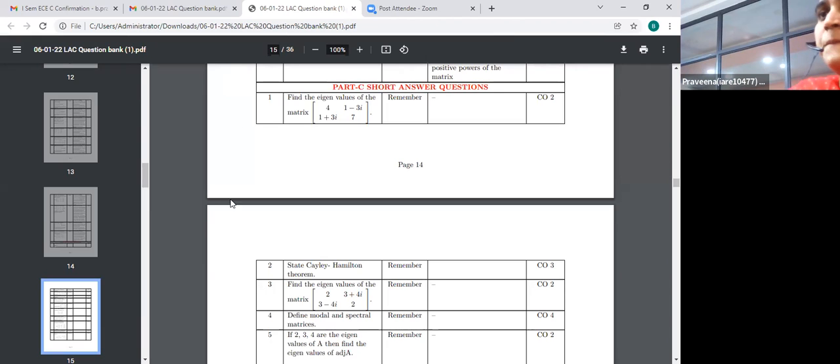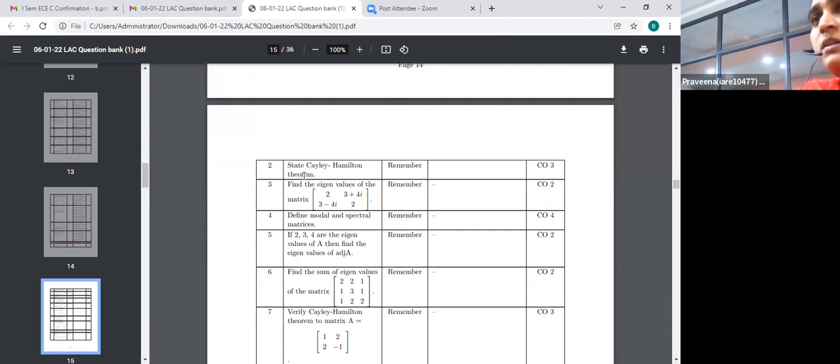First question. Okay. Next question. State Cayley-Hamilton theorem. Directly what they are asking, the statement of the Cayley-Hamilton. What is the statement of that? Every square matrix satisfies its own characteristic equation.